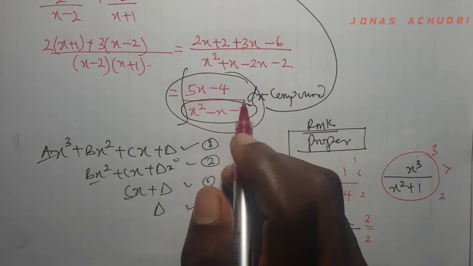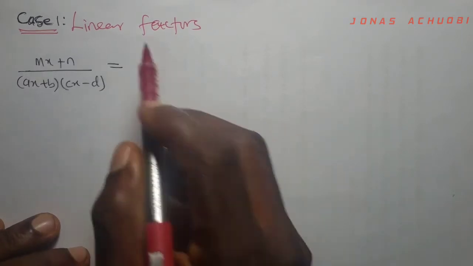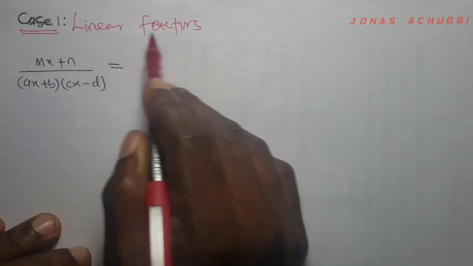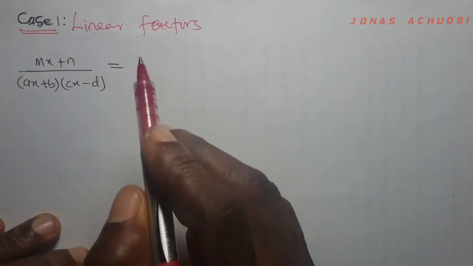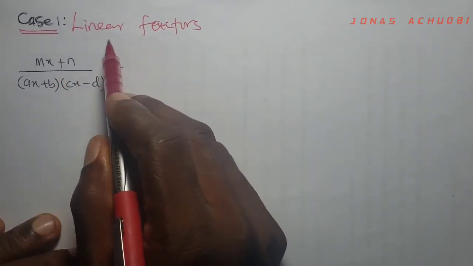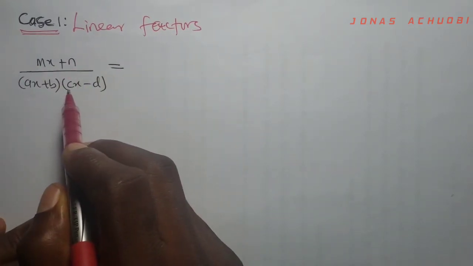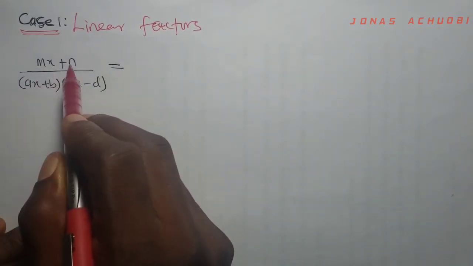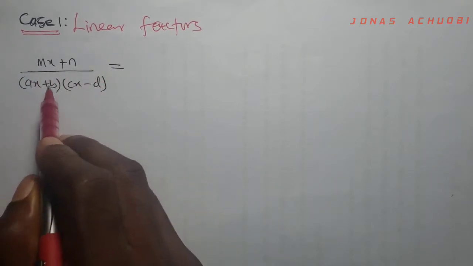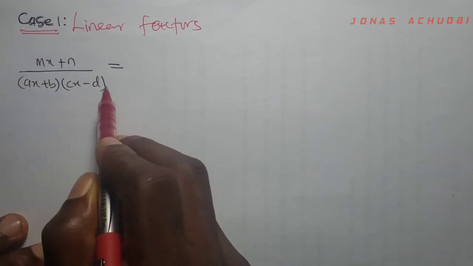Now let's look at the three cases we had earlier discussed. Case 1 is when the denominator has linear factors. Recall, we are only talking about the nature of the denominator. Now look at this compound fraction, for example: mx plus n divided by, the first factor here is ax plus b. Second factor is cx minus d.